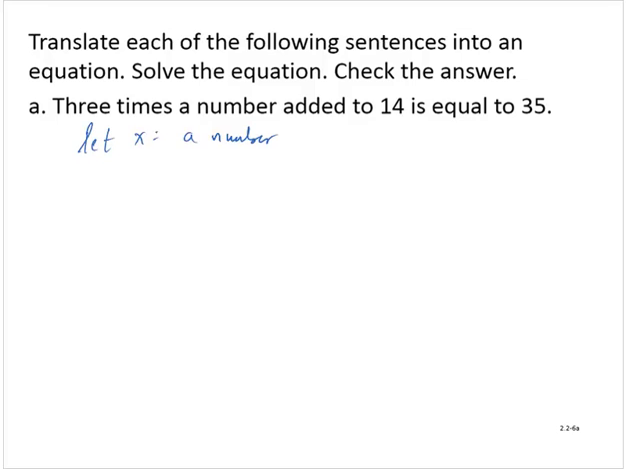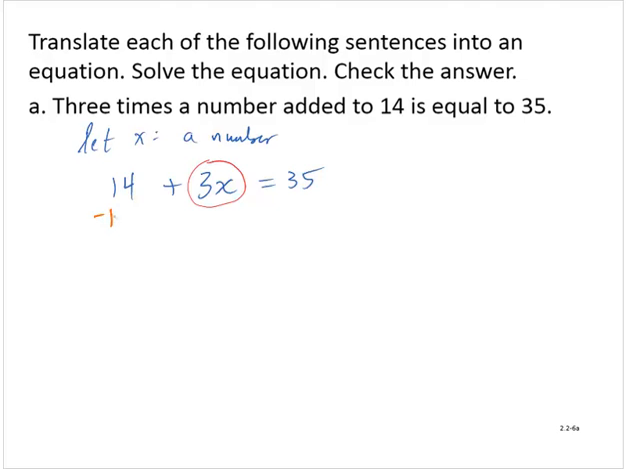3 times a number added to 14. So we're adding the 3x to the 14. And that's supposed to be equal to 35. So there's our equation that models the problem. Now to solve the equation, we first notice that we have a variable term 3x. So let's isolate the variable term.